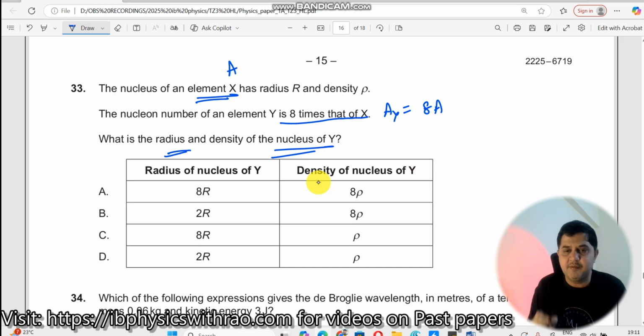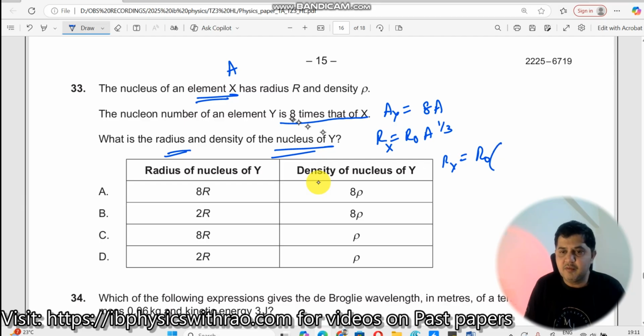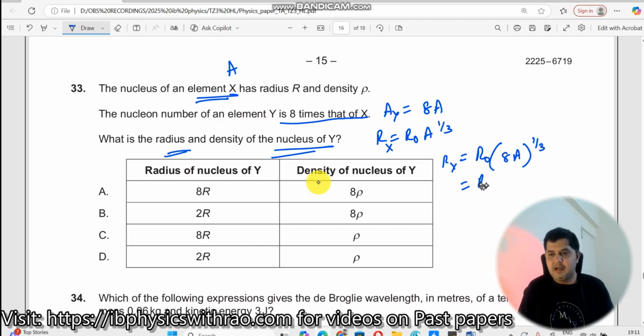Radius and density of nucleus. We know that R is equal to R naught A power 1 by 3. Let me do it for X first. RX is equal to R naught A power 1 by 3. And for RY, this would be equal to R naught into 8 times A to the power of 1 by 3. The R naught will not change, only this will change. So this is equal to R naught into 2 into A power 1 by 3, which is twice of R naught A power 1 by 3.